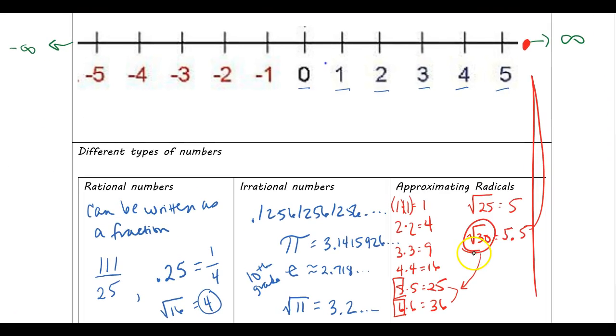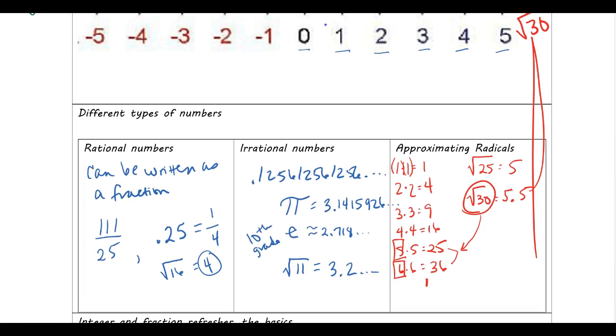Okay, I could take this, and then right up here I could label square root of 30 right there on the number line. So that's kind of how it works. Okay, so fun, right? I know you're having a great time with that.